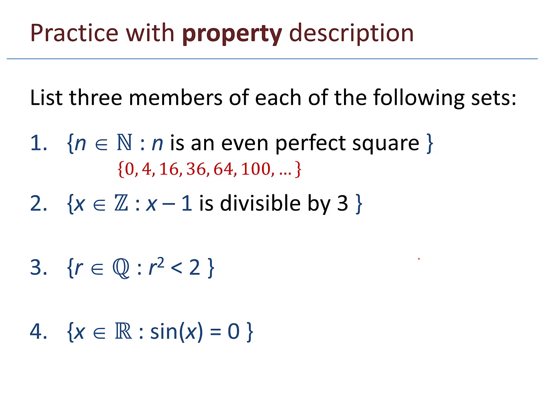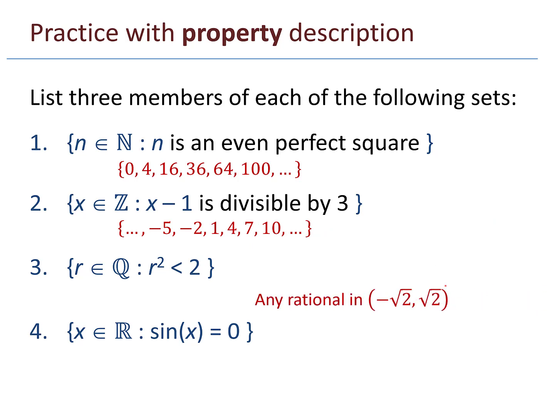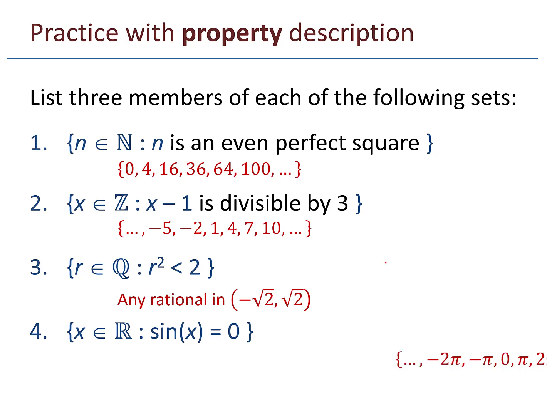So I've written it out in roster notation. Number two, there it is in roster notation. Number three, this really turns out to be any rational in the open interval from negative square root of 2 to positive square root of 2. And number four, these are all the x values where sine of x equals 0, which is exactly the integer multiples of pi.